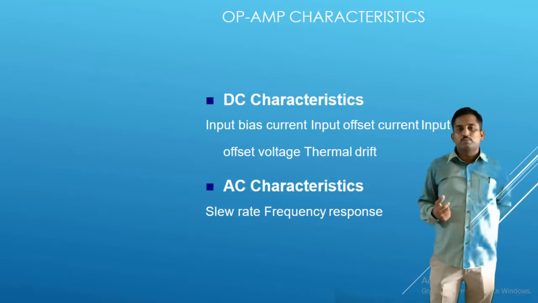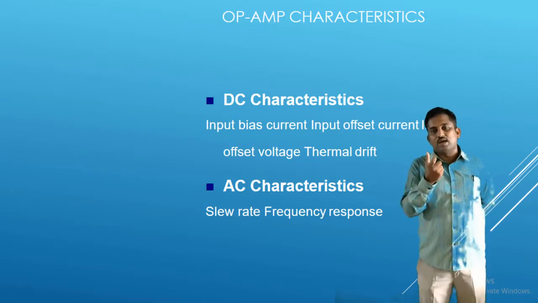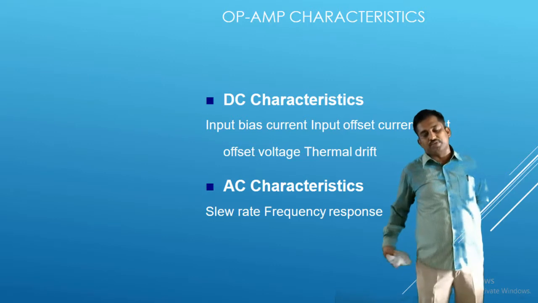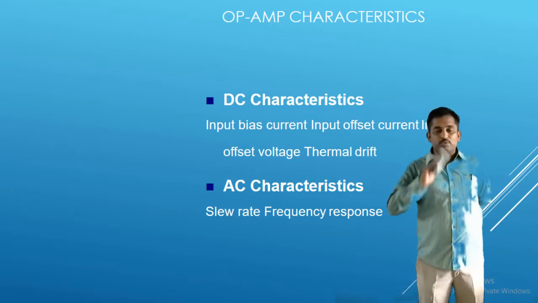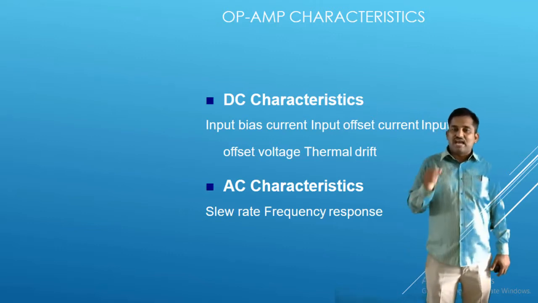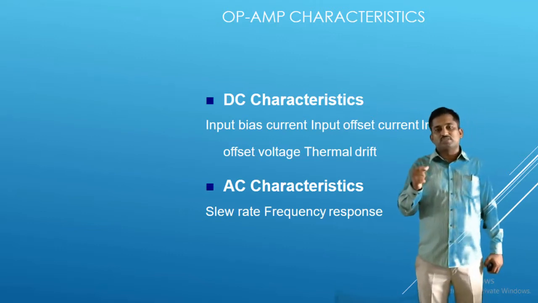And coming to the input bias current, the average of the input currents flowing at the base terminals, or input terminals, of an op-amp is considered as the input bias current. So IB = (IB1 + IB2)/2.